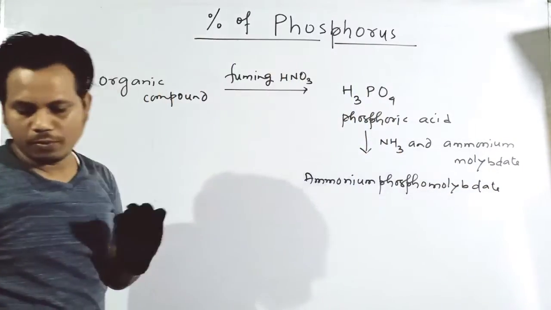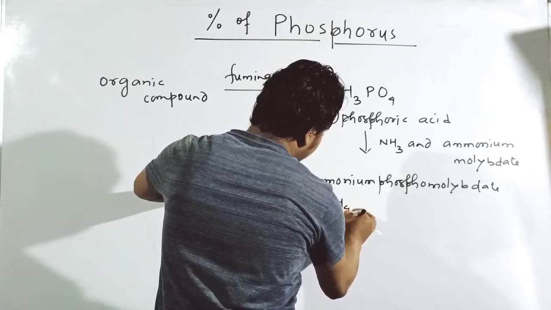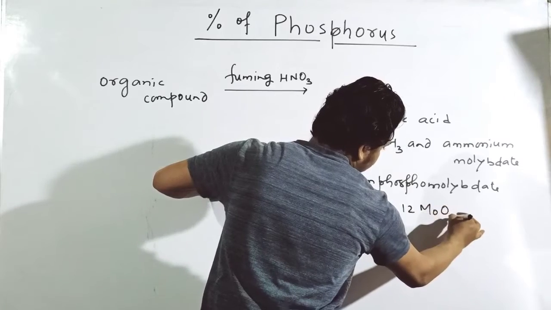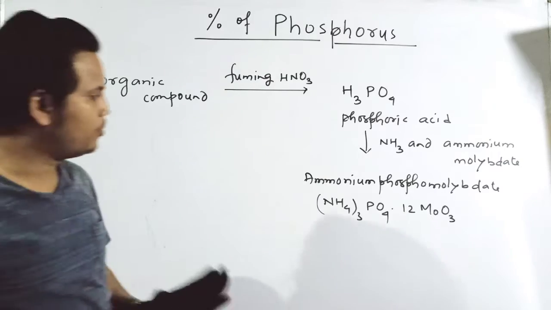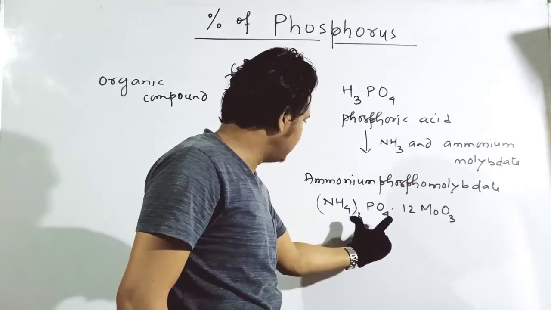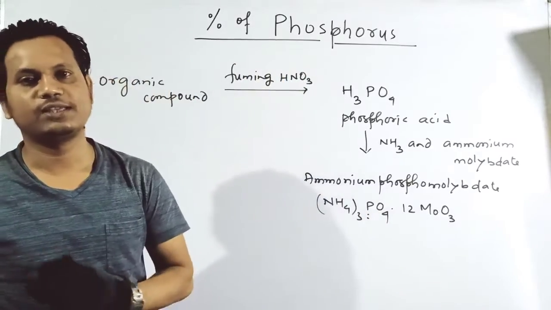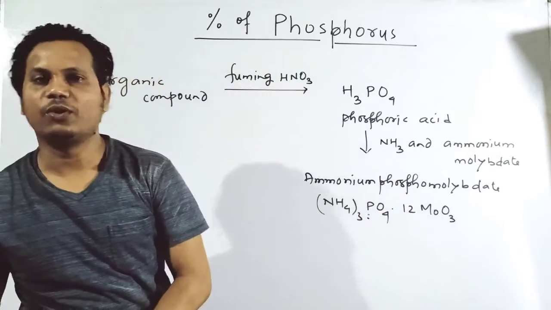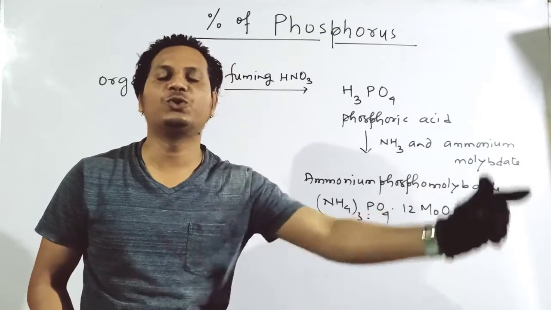Ammonium phosphomolybdate, whose formula is (NH4)3PO4.12MoO3. In this way the compound is formed, and this compound will give us the percentage of phosphorus. From this compound we will calculate the mass of phosphorus, and we all know how to find the percentage: mass of phosphorus by mass of organic compound into 100.